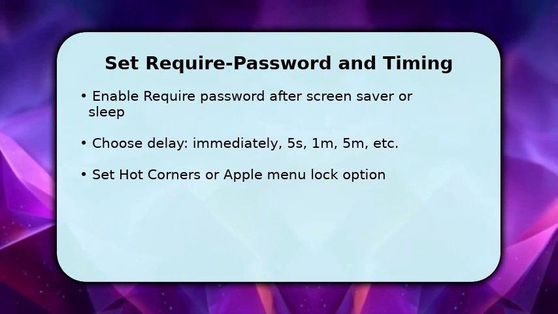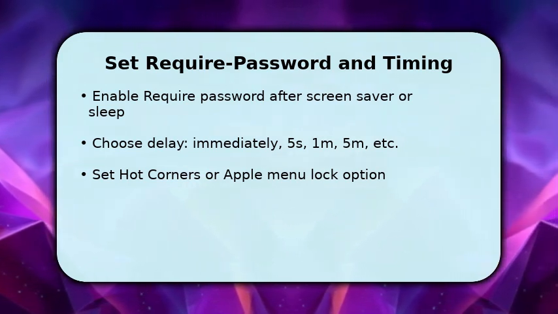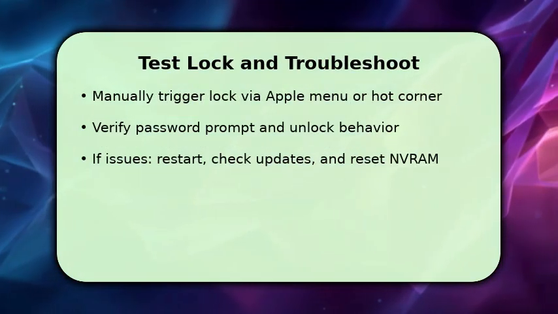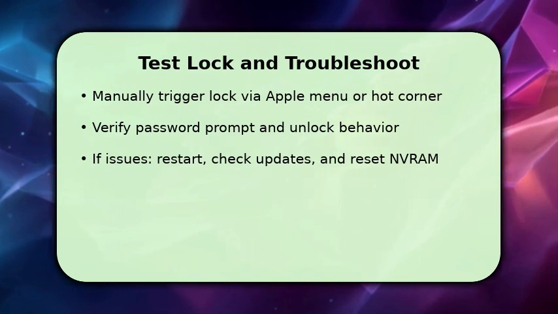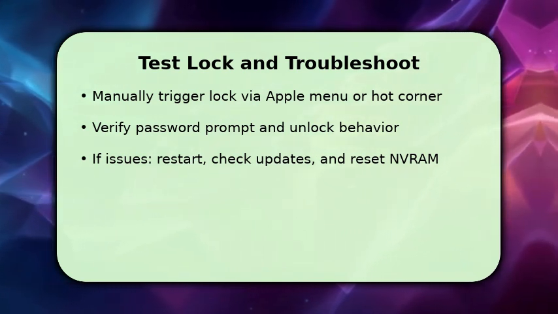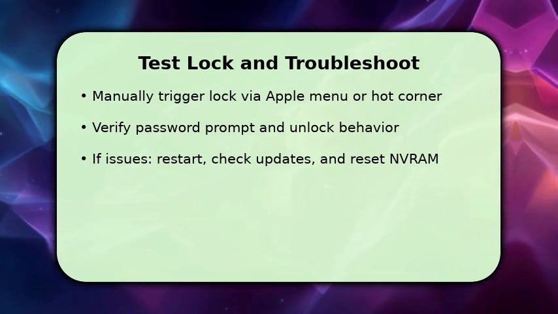You finish by testing the lock immediately. Use the Apple menu Lock Screen or your hot corner to confirm the password prompt appears as set. Make sure Touch ID or Apple Watch unlock behaves as you expect. If Touch ID refuses, re-register your fingerprints.